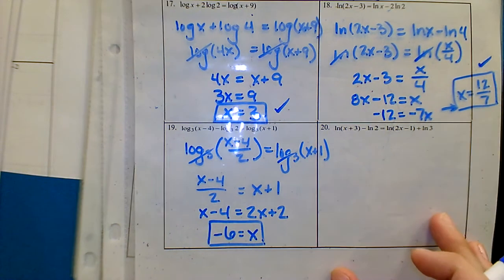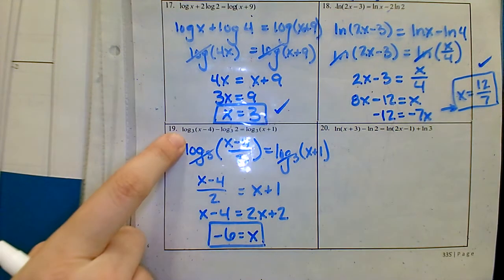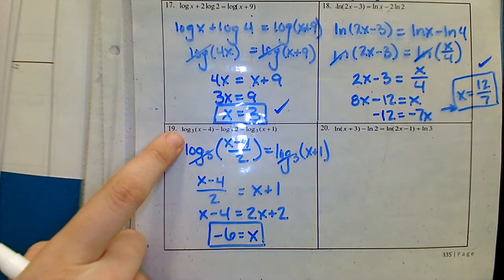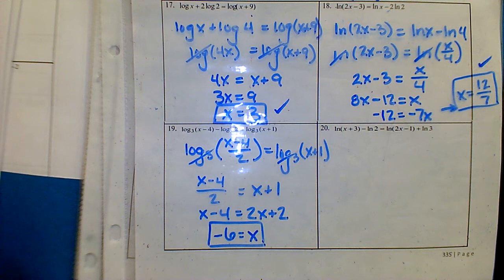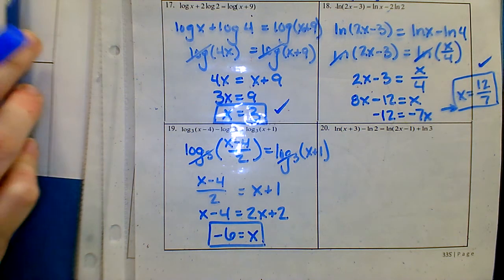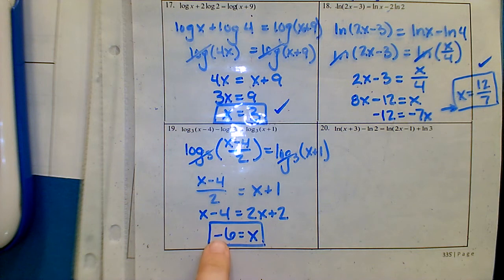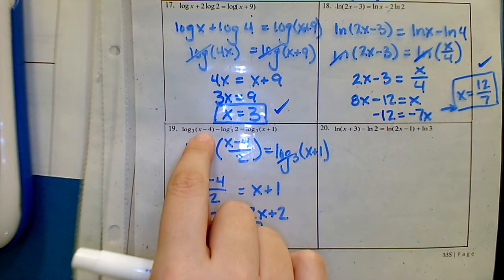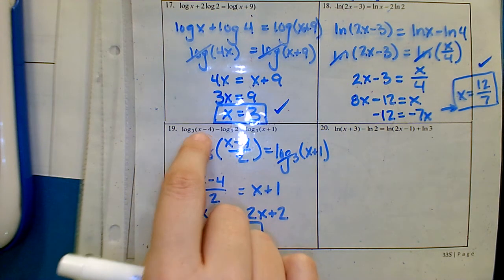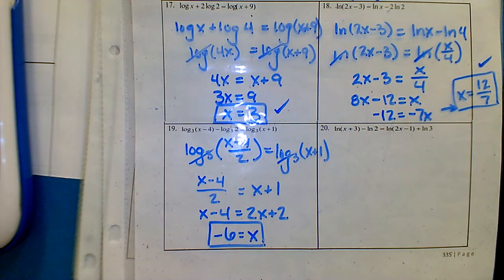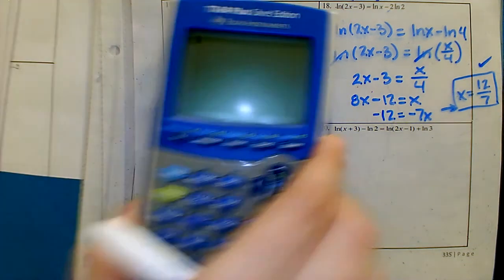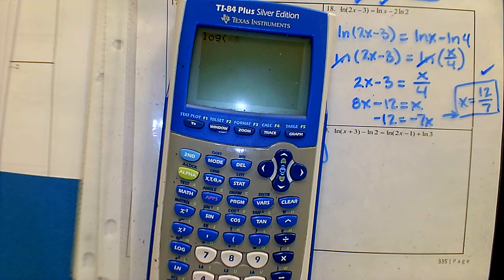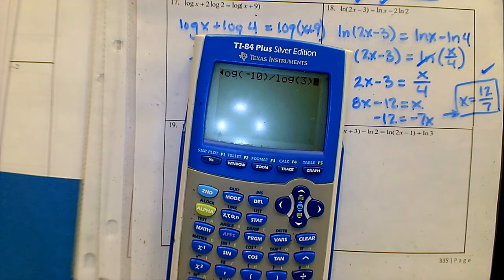All right, so we're going to go ahead and try to check this on the calculator. Now, the little issue with this is the log is base 3. So we're going to have to use the change of base formula on our calculator because we only have base 10. So if we were to plug in negative 6 into the argument for the first log, that would be negative 6 minus 4, which would be negative 10. So on the calculator, we'll do log of negative 10 divided by log of 3. Okay, that change of base.